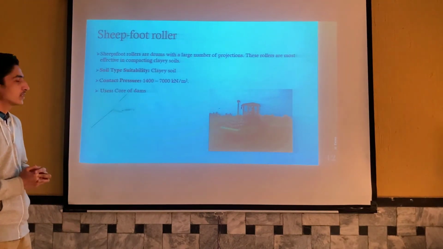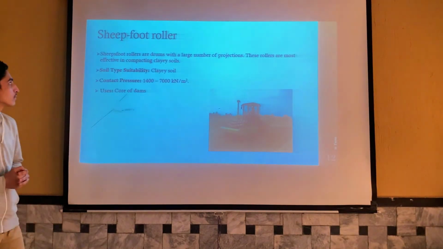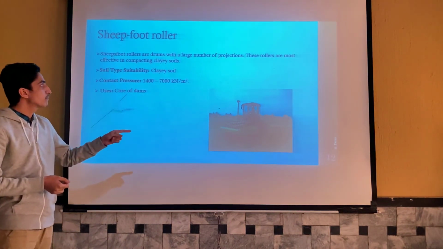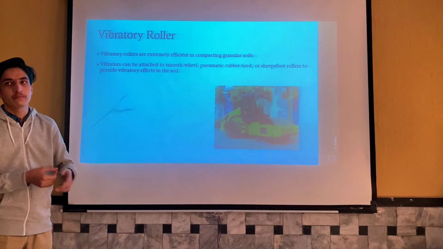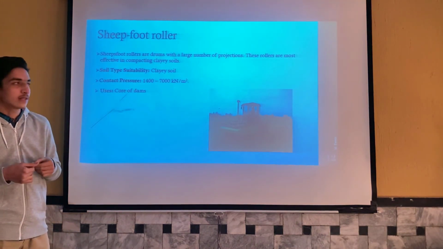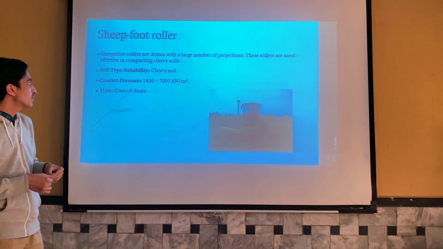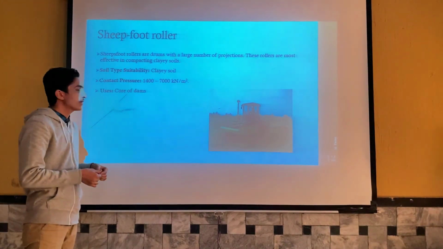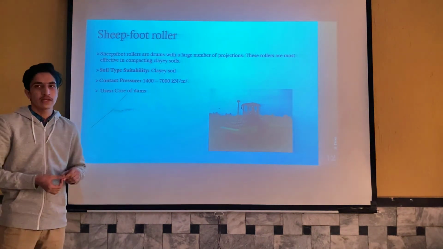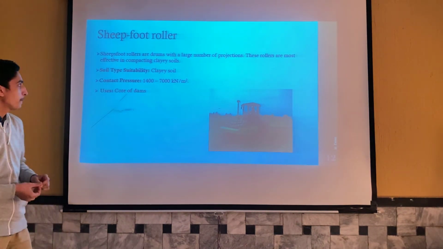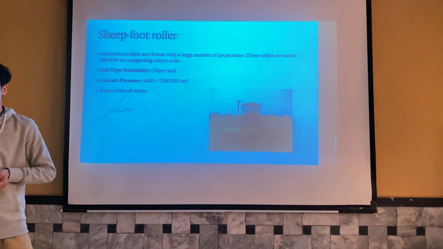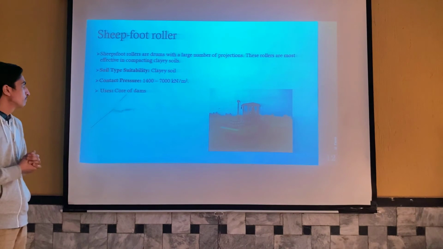Next one is the sheep foot roller. This roller consists of the same drum, but this time there are projections coming out of the drum, and these projections decrease the area, so the pressure is increased. This is suitable for clay soil, and the contact pressure is much higher than the previous two, 1400 to 7000 kilonewton per square meter. It is used mainly in dams where much larger compaction is required.